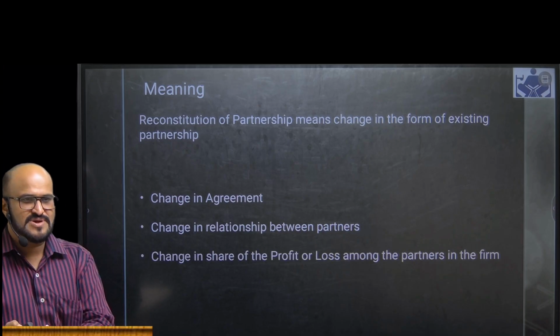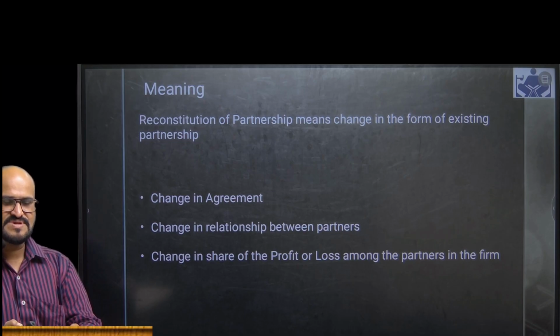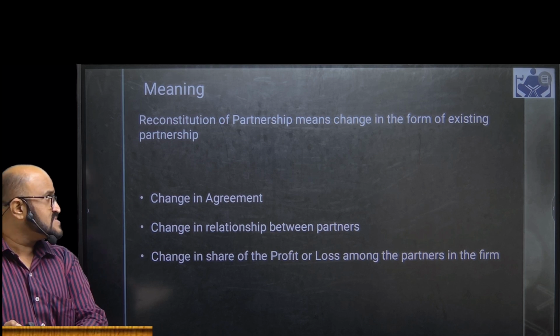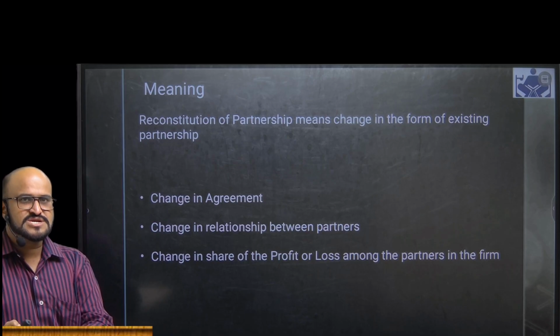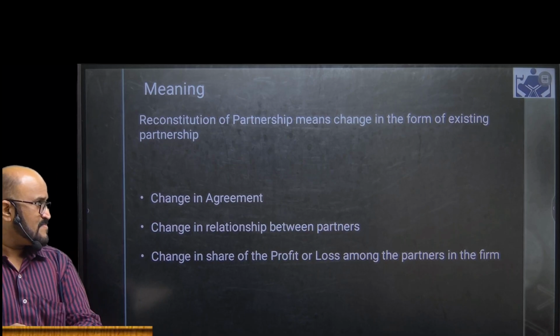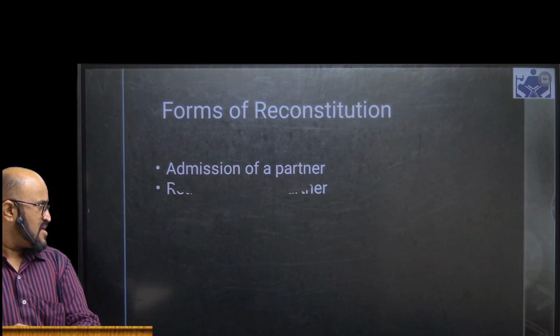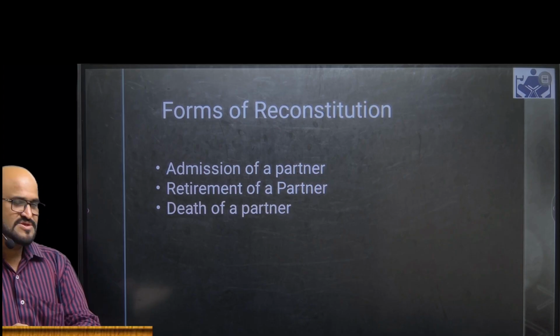So as we can see, the existing partnership firm is not continuing as before. The firm is there, but there is a slight change in its activity because of the agreement, the relationship, or the sharing of profit. So it results in a reconstitution of the partnership firm. This reconstitution may be due to the admission of a partner, or the retirement of a partner, or the death of a partner.